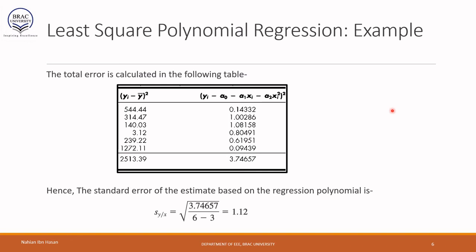If we take the difference between yi and the approximate yi and square it, we get the squared error term. For all of these data points, we can determine the squared error terms, and if we take the summation, we get the S_r term, that means the sum over all the squared error terms. That is 3.74657.